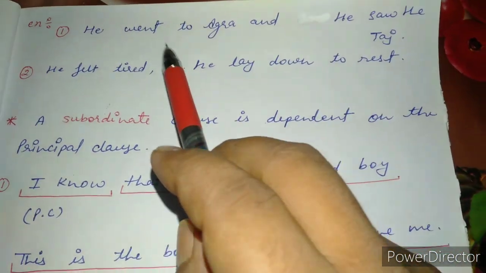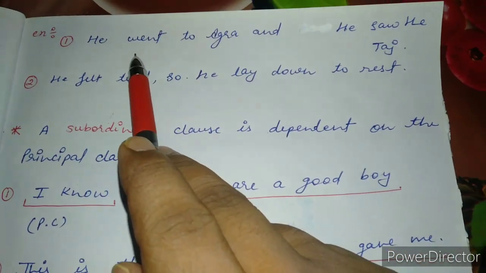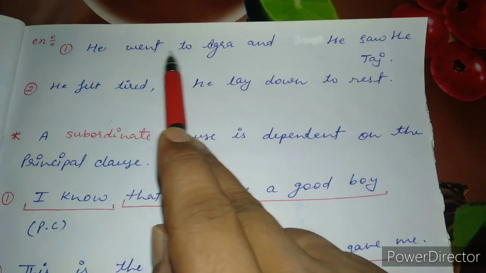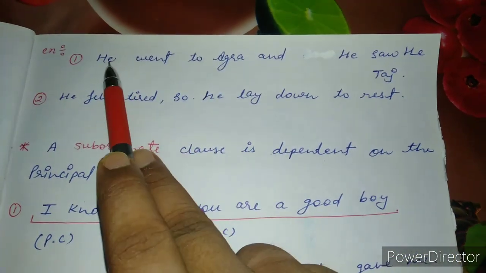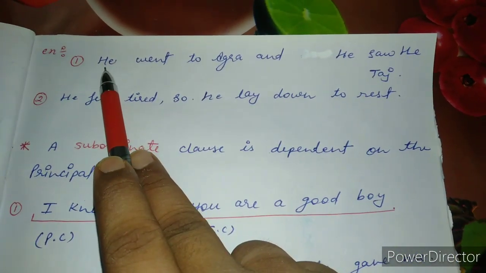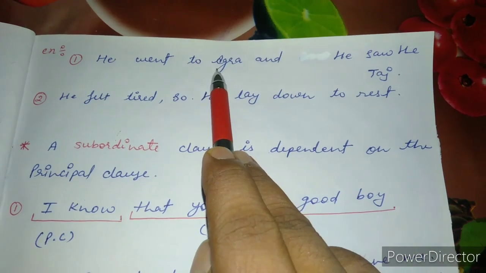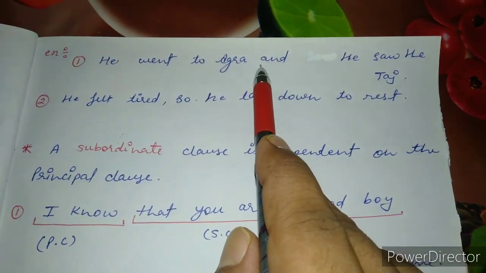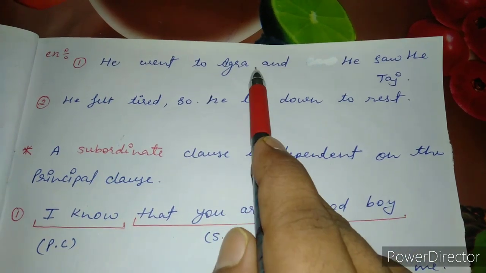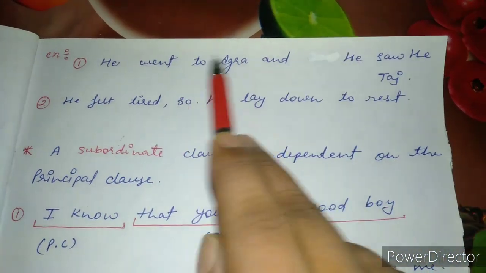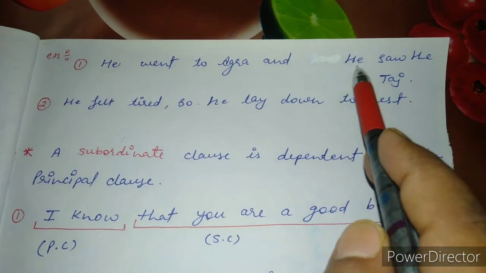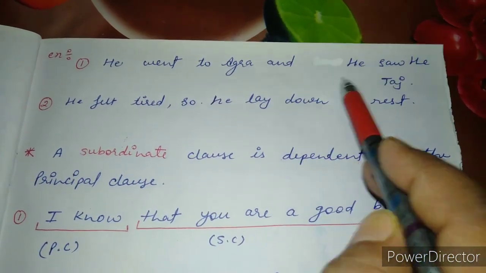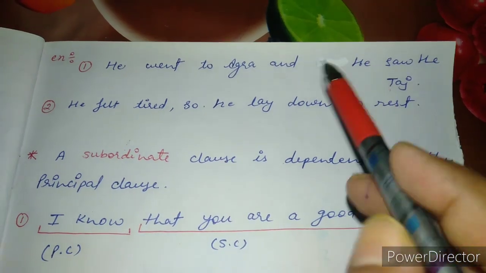Now I have added to the first example of principal clause. Further, let us see. He went to Agra. Yes, at first you can see here subject, verb and object. So this is a complete sentence, but you can see a coordinating conjunction is adding these two sentences, joining these two sentences. He went to Agra and he saw the Taj.